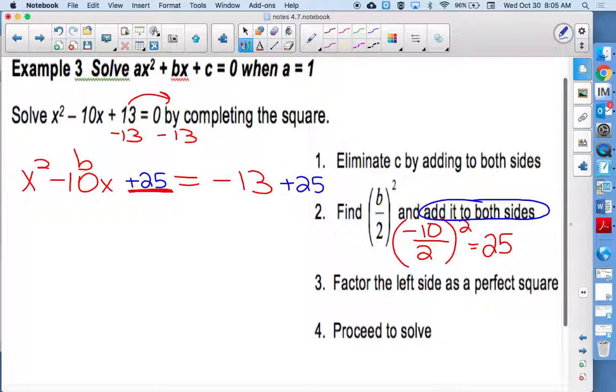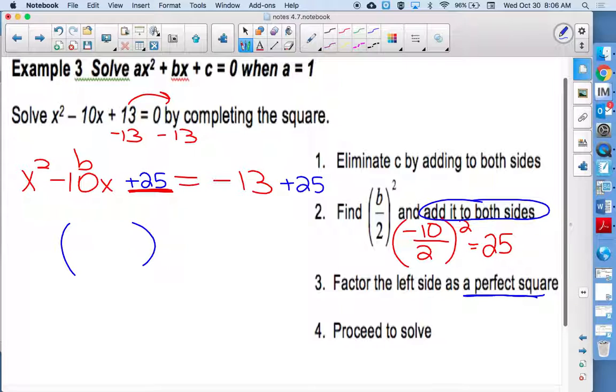That's what you do to one side, you have to do to the other. Part 3, factor the left side as a perfect square. So if I look at the left side of the equation, we're going to factor this as a perfect square. Again, just like we've done above, but now we're trying to combine a couple of the small pieces together. How would you factor x squared minus 10x plus 25?